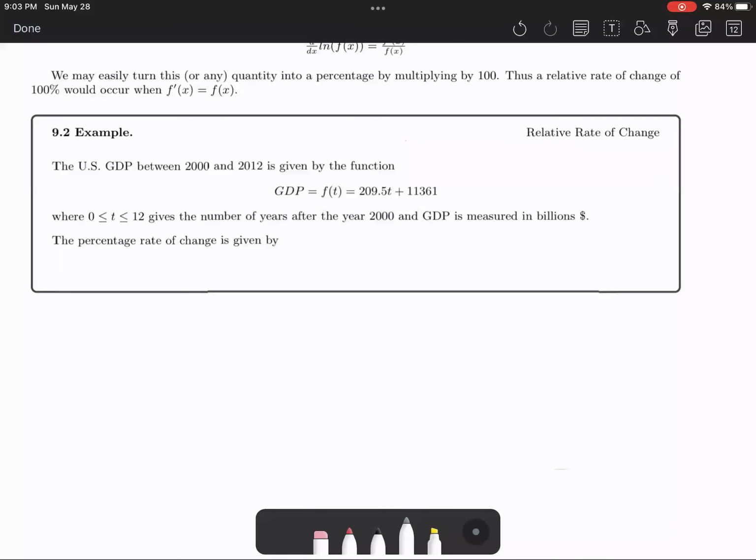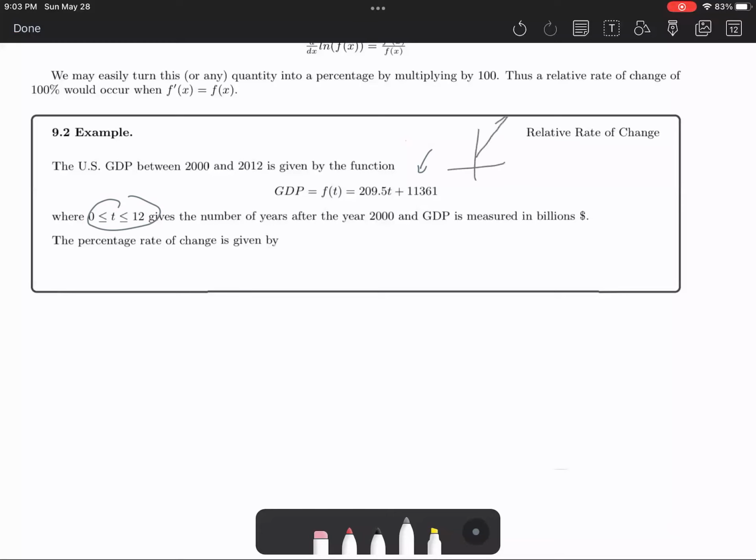This example is going to walk us through a relative rate of change. So we have gross domestic product for the United States between the years 2000 and 2012. So time is going to be between 0 and 12. Given to us by this function, a straight line increasing at a rate of 209.5 for every year.